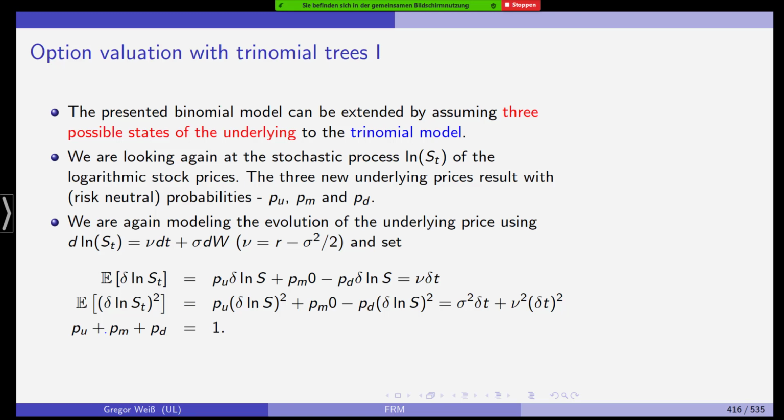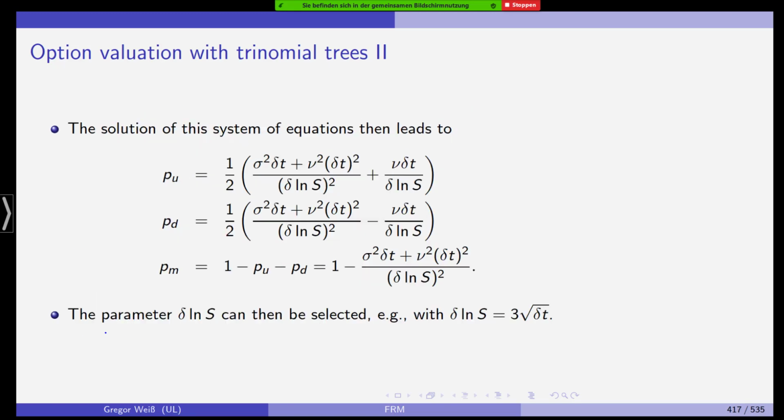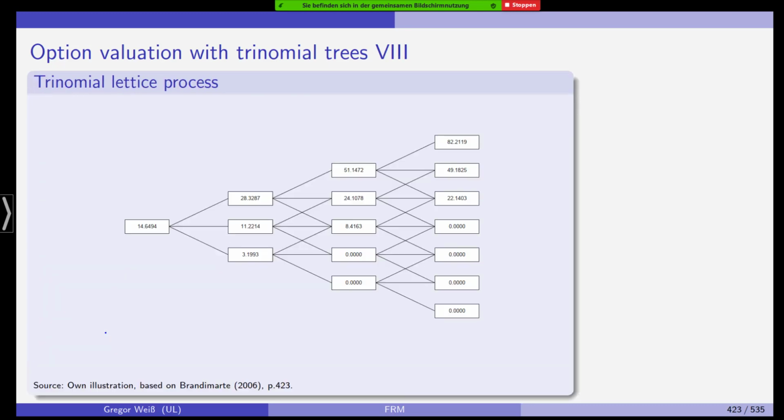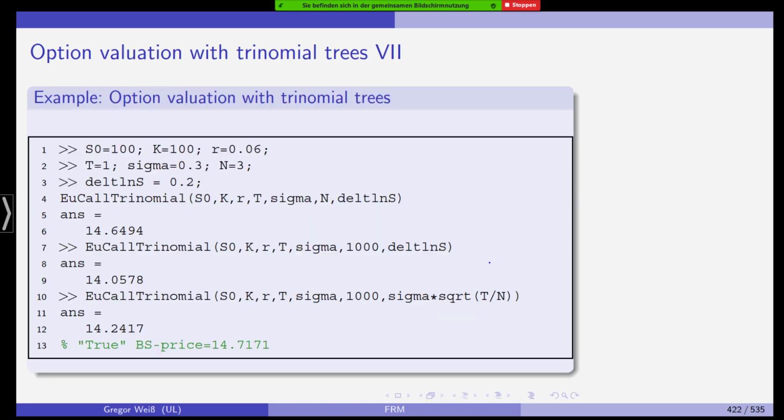Okay. Now, that's the binomial model. We can extend this by looking at the trinomial lattice process. So you can go up, you can go down, but you can also stay at the same value with the underlying. So we have 3 potential states, and this will give us the trinomial model.